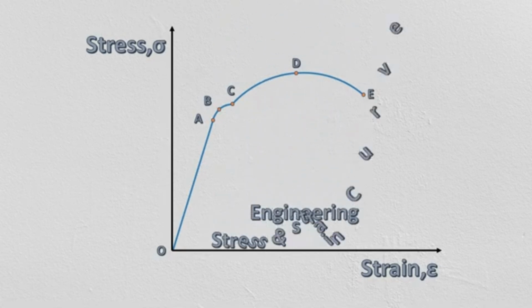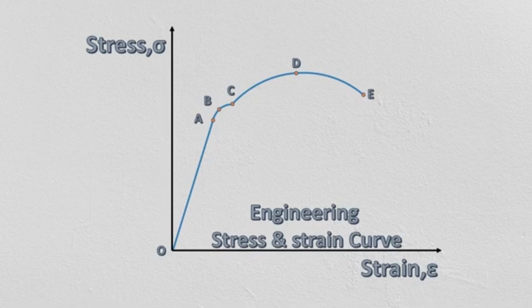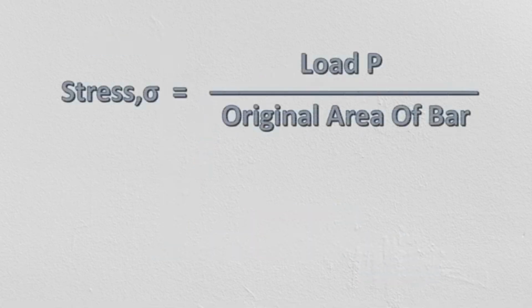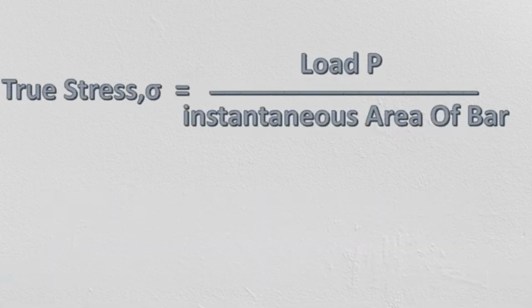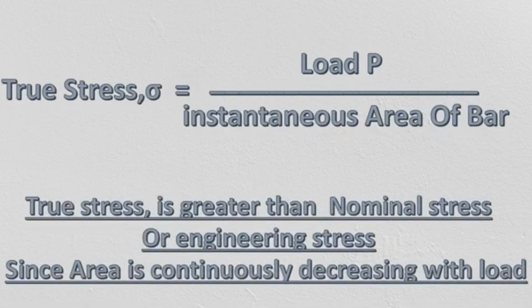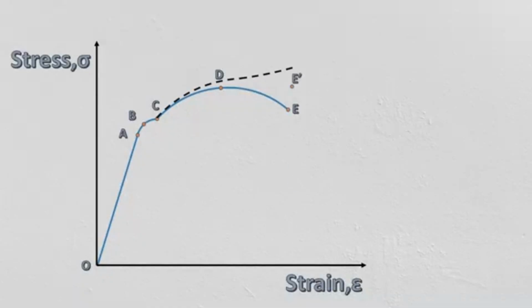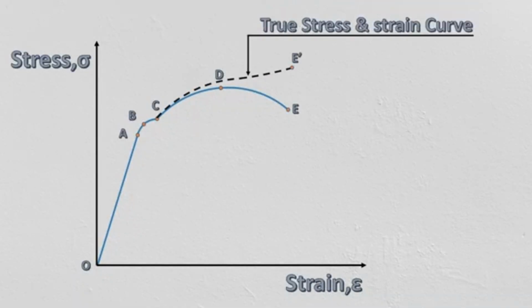This curve is known as engineering stress and strain curve, because the stress and strain calculated are not true. The stress is calculated based on the original area before the load is applied. In reality, as the load is applied, the area reduces so that the actual or true stress is larger than the engineering stress. And true stress and strain curve will look like this.